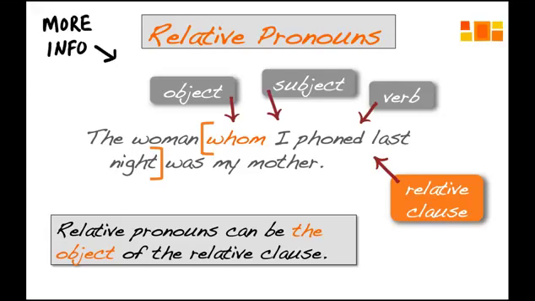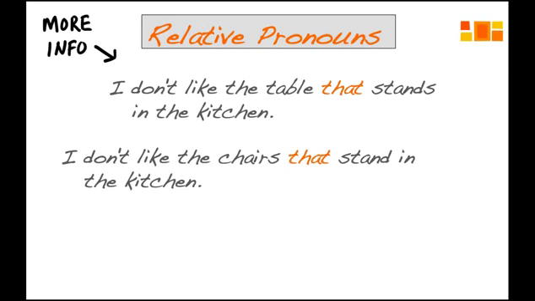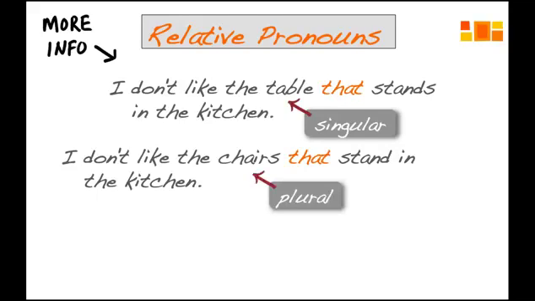So please remember, and this will be very important in video number 2, relative pronouns can be both subject and object of the relative clause. And now we're almost finished with part number 1. I have a little piece of information left. Have a look at those 2 sentences. I don't like the table that stands in the kitchen. I don't like the chairs that stand in the kitchen. And you notice that the table here is singular and the chairs here is plural. And in both cases, your relative pronoun is that.